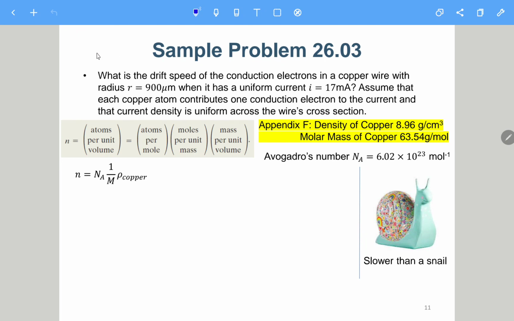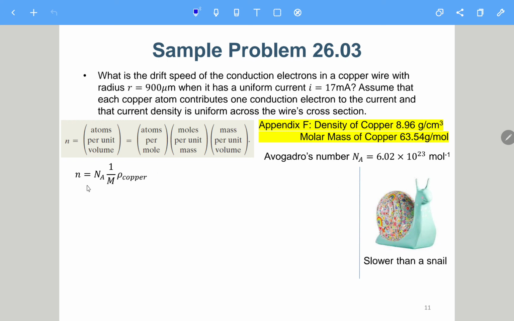Okay, so here is another one, let me finish it. Here it says, what is the drift speed of the conduction electron in a copper wire with radius R when it has a uniform current I? Assume that each copper atom contributes one conduction electron to the current, and that the current density is uniform across the wire. So everything is uniform.